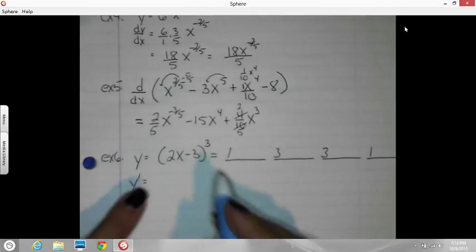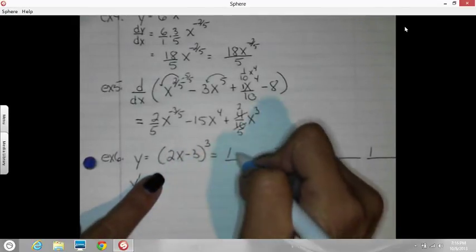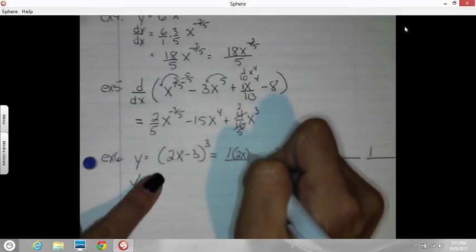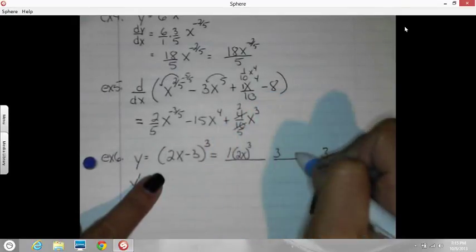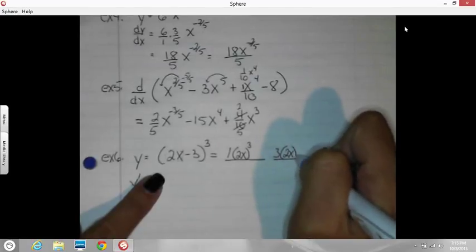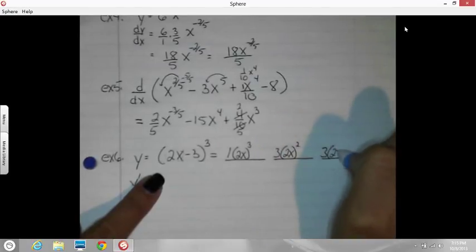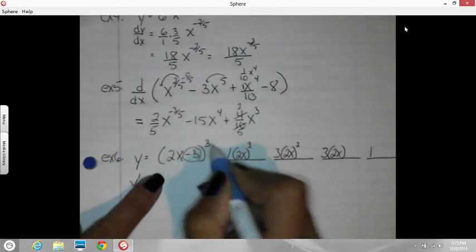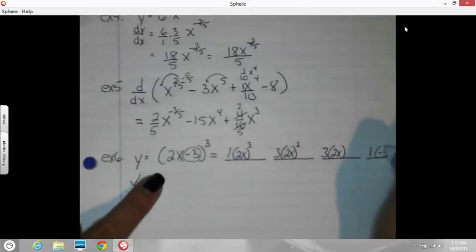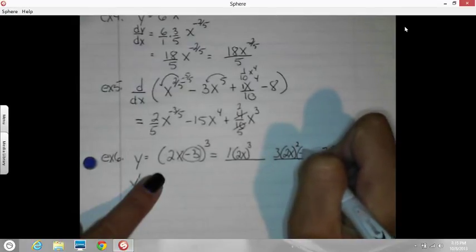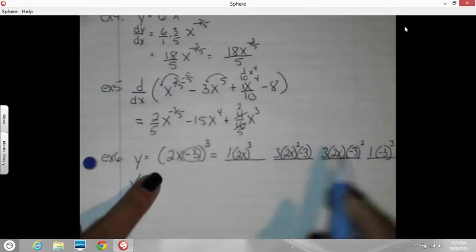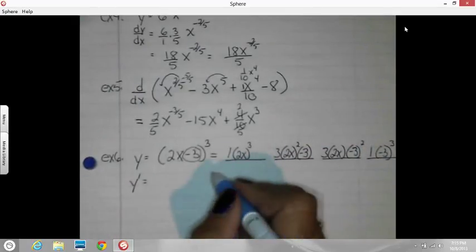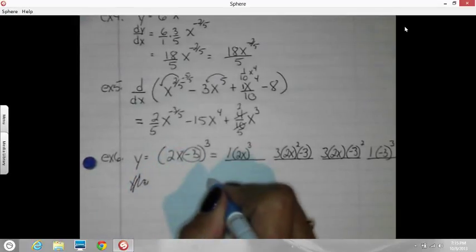So now I'll take my a term, which is 2x, and I've got to cube that, 2x, and square that, 2x to the first. Now I'm taking a negative 3 on the end and cubing, then negative 3 squared, then negative 3. Okay, we definitely want to simplify these before we try derivative. So I might not be able to do that yet.